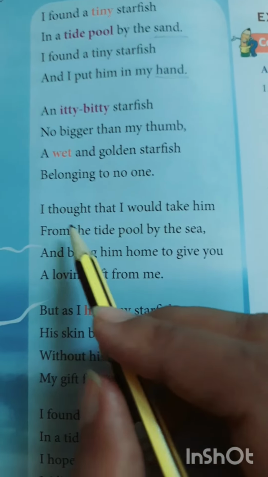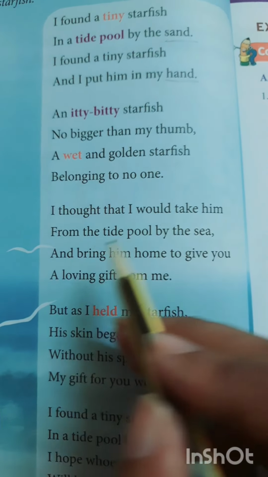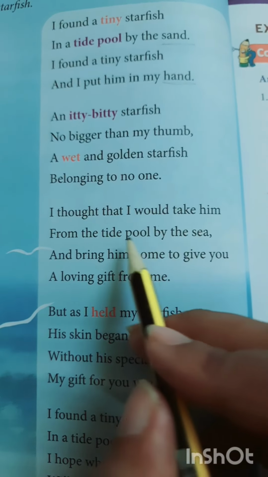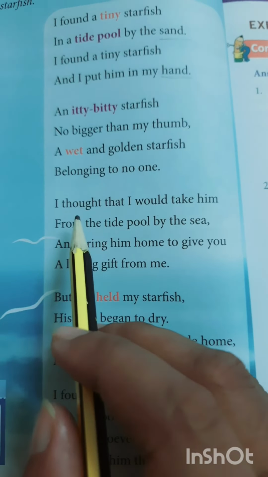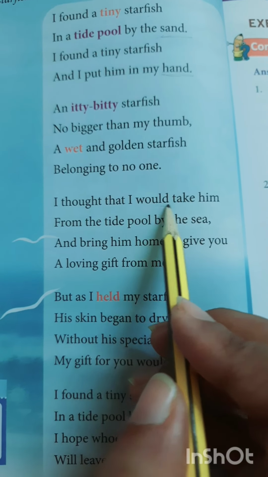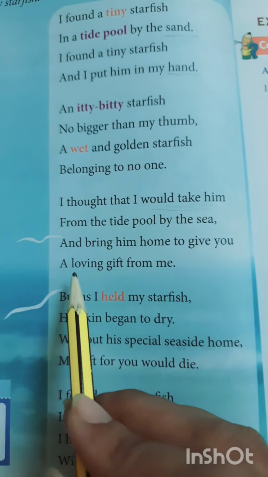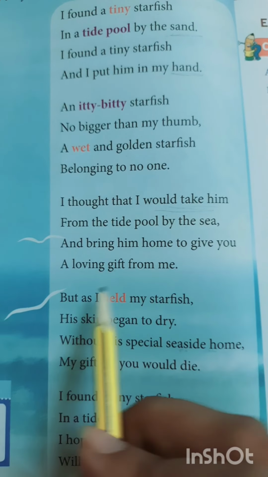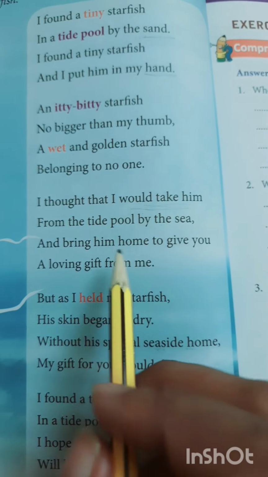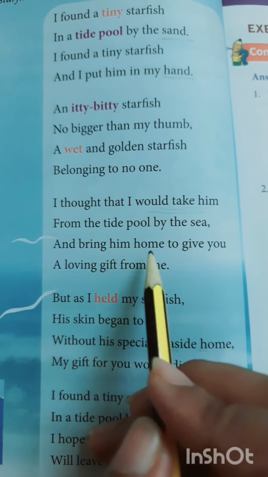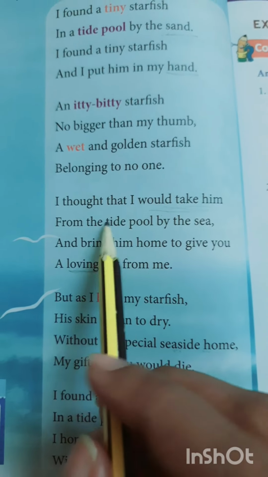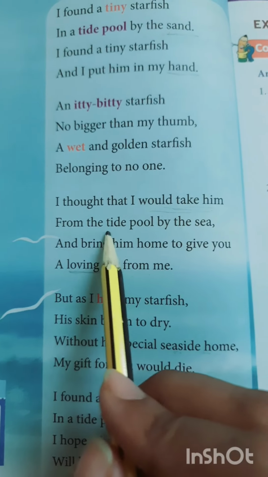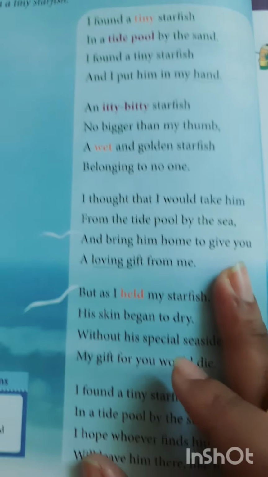Okay, children. And now, I thought that I would take him from the tide pool by the sea. Yes, the tide pool is there by the sea. This poet had the idea of taking the starfish with him and bringing him home to give you a loving gift from me. Yes, he wanted to give this starfish as a loving gift to somebody. So, that's why he wanted to take this starfish from the tide pool to his home, okay, children.